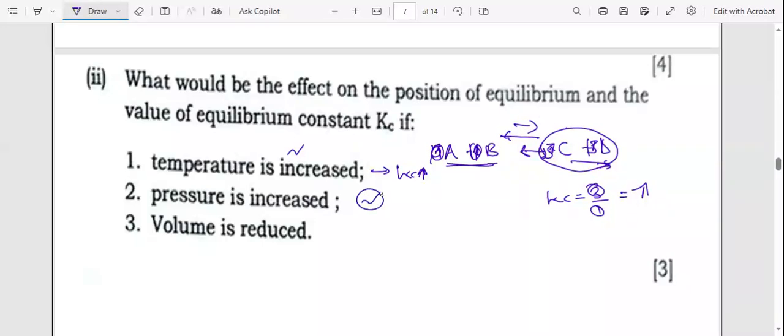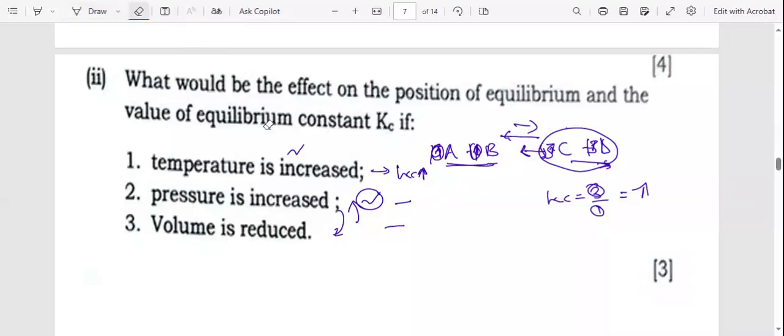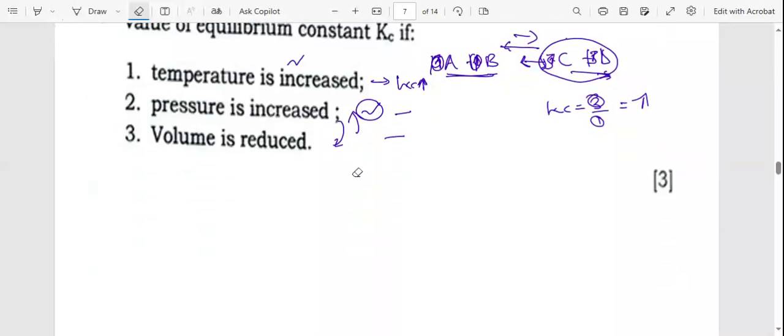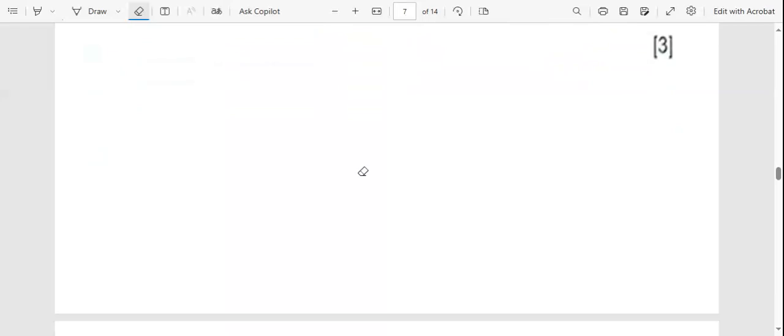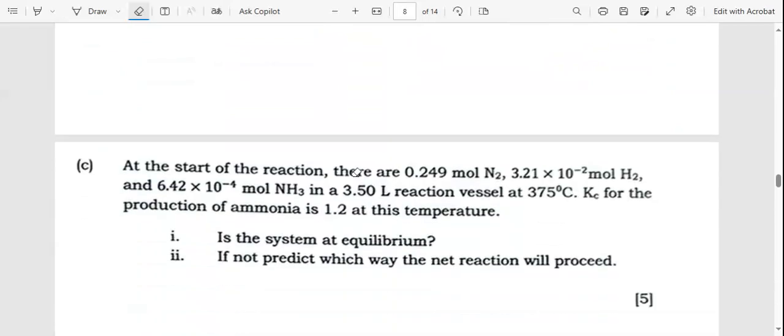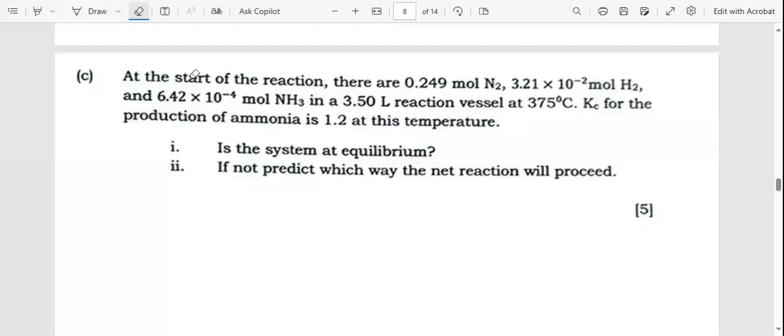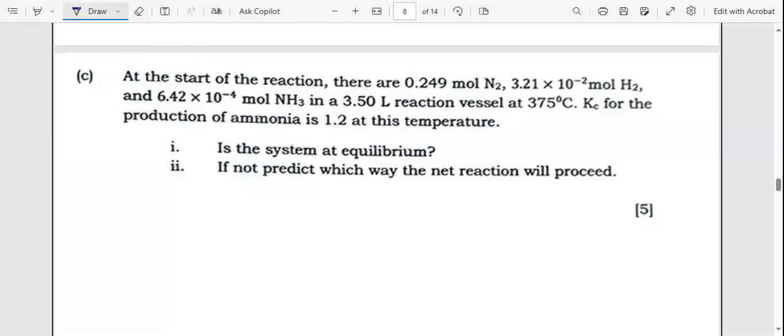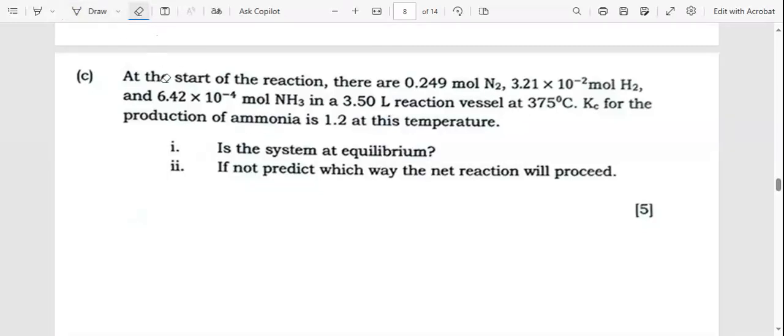And this is just the same as reducing the volume. Reducing volume results in what? Increase in pressure. So the effect that is found there is the same effect that is found there. So that is it. Anyway, I'm not writing a lot because what I'm explaining is enough, and we have a lot to do. So for this one now, this is where I said we have a lot to do.